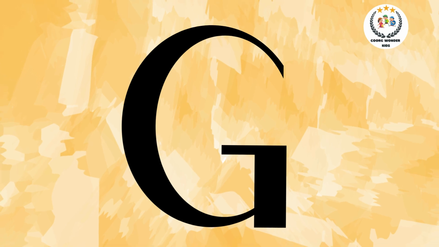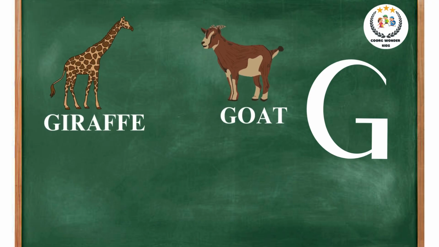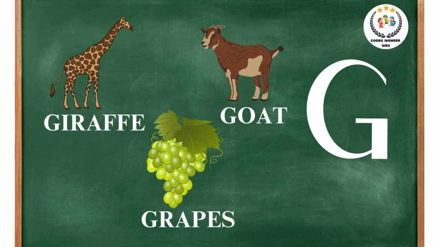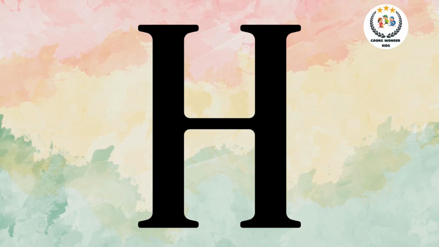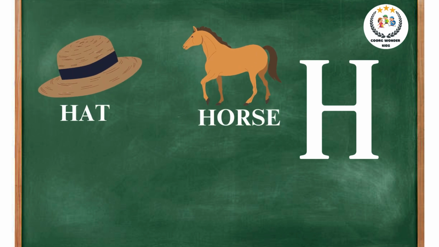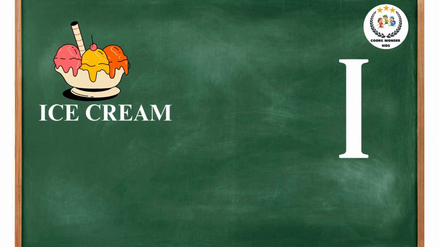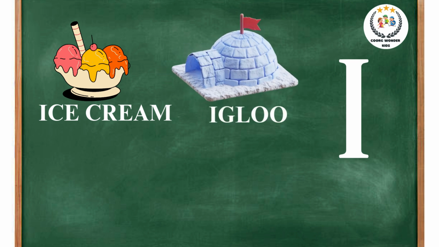G. G is for giraffe, goat, grapes. H. H is for hat, horse, house. I. I is for ice cream, igloo, iron.